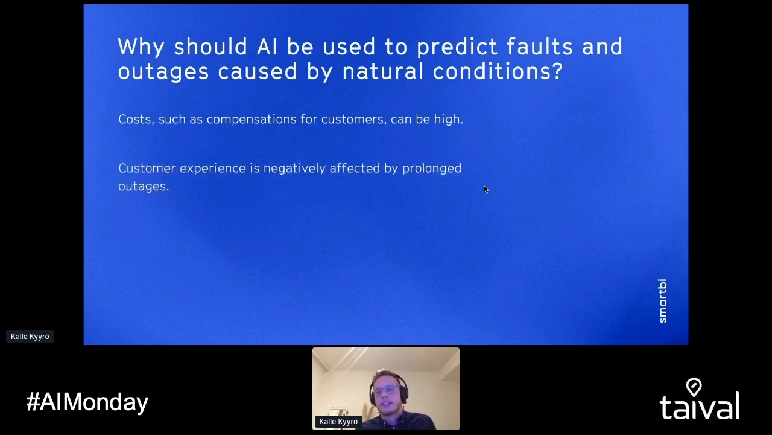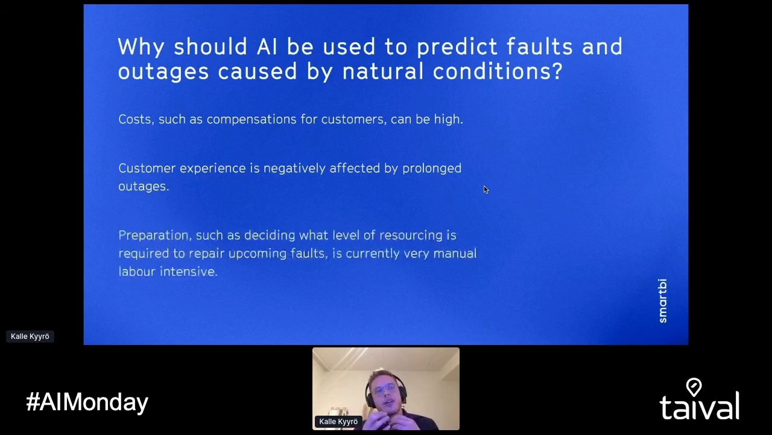Obviously, no one likes power cuts, especially prolonged ones. Customer experience suffers. And third, the preparation that is required to be able to react to the outages caused by natural conditions currently requires a lot of manual work.